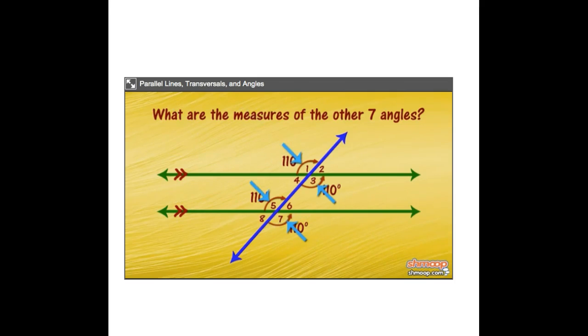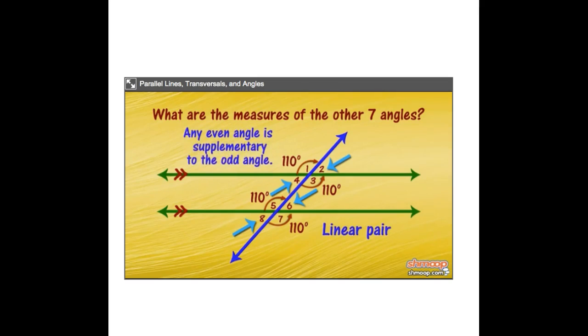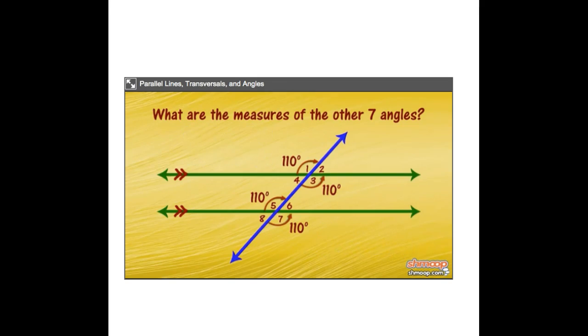Those are all the odd angles, but what about the evens? We know that a straight angle, or a line, has 180 degrees. Since any even angle makes a linear pair with an odd angle, any even angle is supplementary to an odd angle. That means the even angles have a measure of 180 minus 110, or 70 degrees. And ta-da! You now have all your angles.